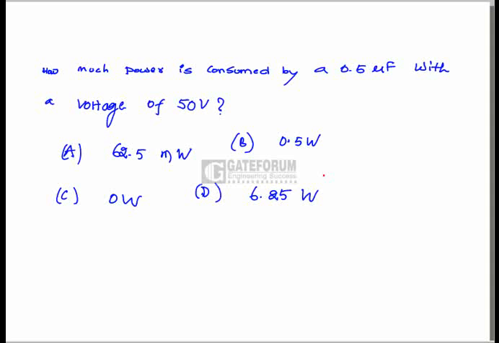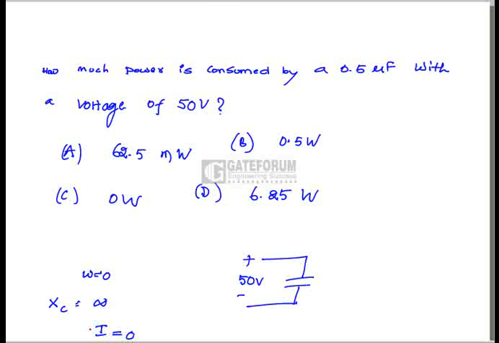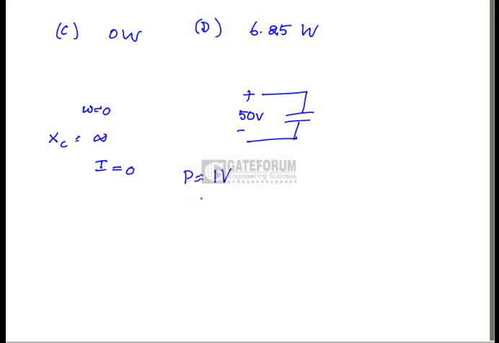Question is, how much power is consumed by a capacitance whose value is 0.5 microfarad with a voltage of 50 volts. Option A is 62.5 millivolts, option B 0.5 watts, option C 0 watts, option D 6.25 watts. If we consider a capacitance and the voltage applied is 50 volts, which is a DC, the frequency of the voltage source is 0, means omega equals 0. The reactance of the capacitor is infinite. Hence, current is 0. Power is nothing but I into V. I equals 0, hence the power dissipation across the capacitor is 0. So option C is correct.